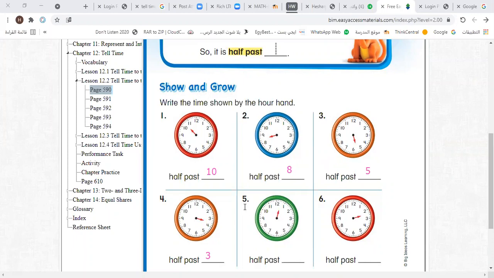Rayyan, what's the time in number 5? It's a half past what? 12. Can you see, Rayyan? 12. Yes. Excellent. Very good. Let's take the previous number. Don't take 1, take the previous number. It's 12. So it's a half past 12. Rayyan, you are excellent and a super boy.